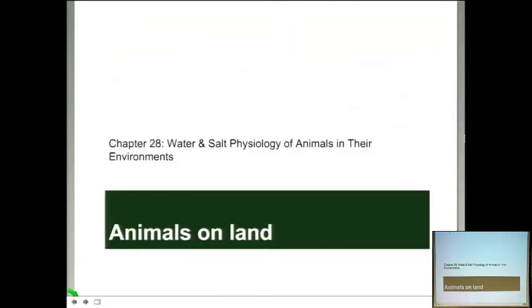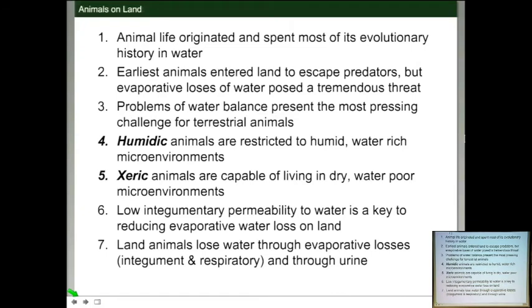All right, that brings us now to animals on land, terrestrial animals. And so here's a few things that are useful to know about land animals.